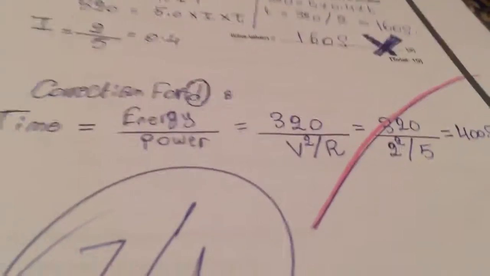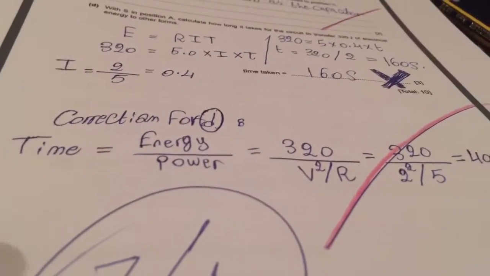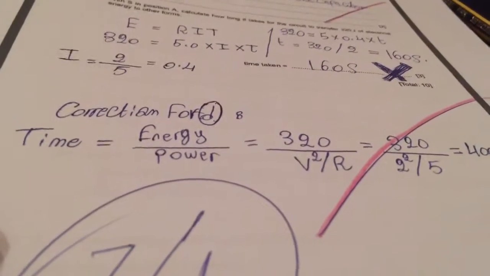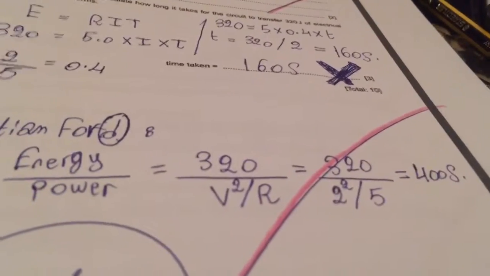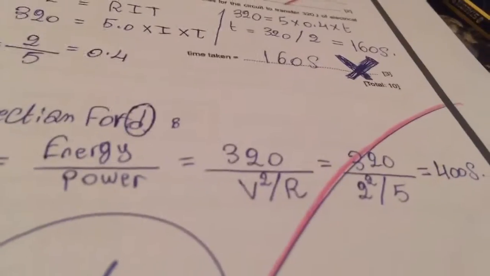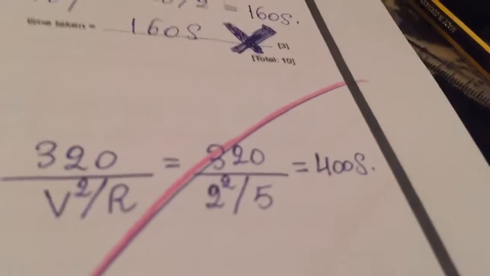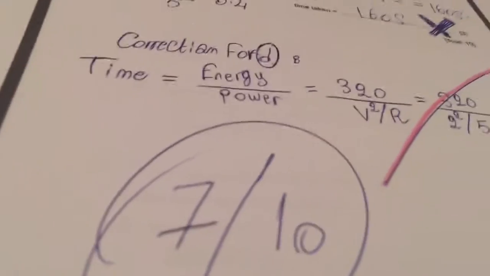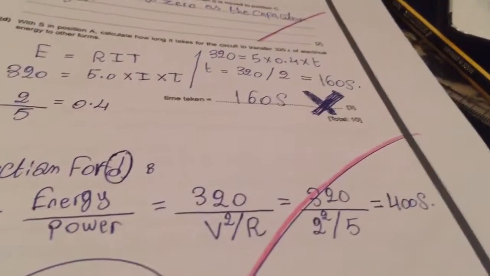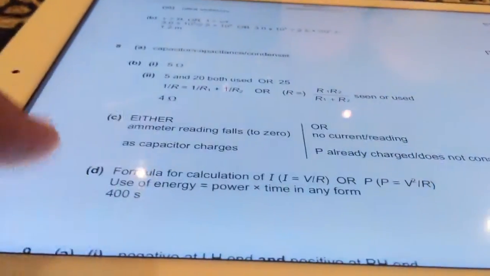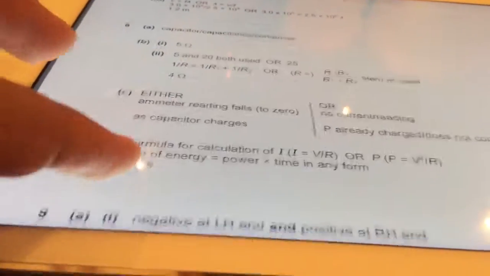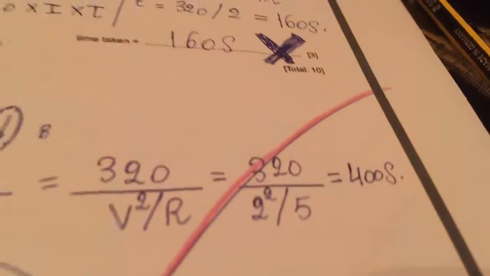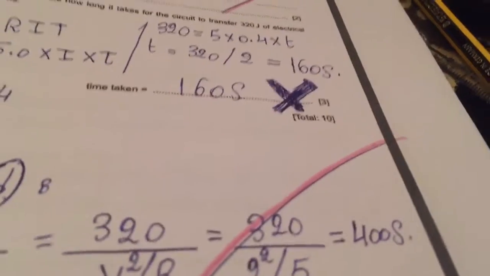Here is the correction for D. Time is equal to energy over power, which is equal to 320 over V squared over R, so 320 divided by 2 squared over 5, which is equal to 400 seconds. So I got 7 out of 10 for this one. I found 160 and the mark scheme said 400 seconds. And I found the right answer here. Cool, so here's my mistake.